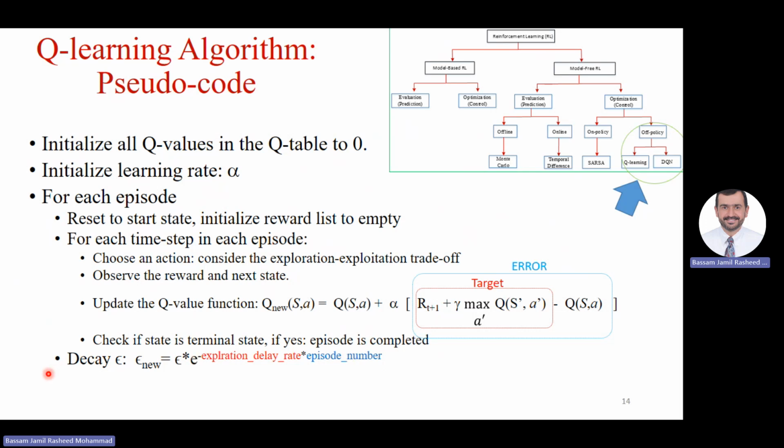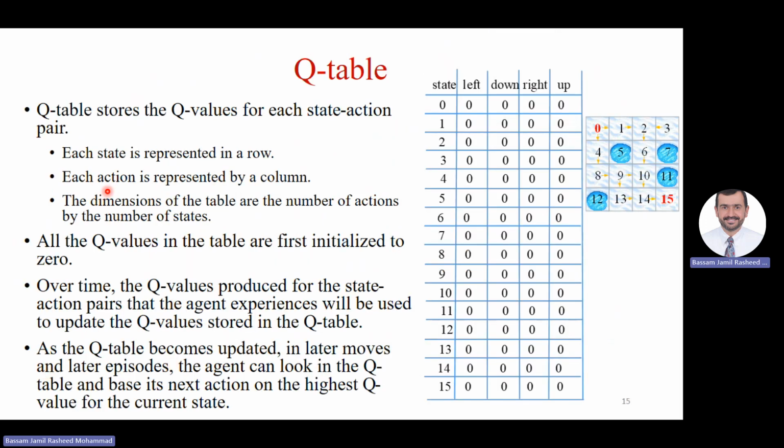So here is my Q table, again with states, actions, and these are the Q values. The Q table stores the Q values for each state action pair. Each state represents a row, as we explained. Actions are represented by columns, and the dimension of the table is number of actions times number of states. And you can tell immediately we will have a problem with these tables in situations where the number of states or the number of actions is huge.